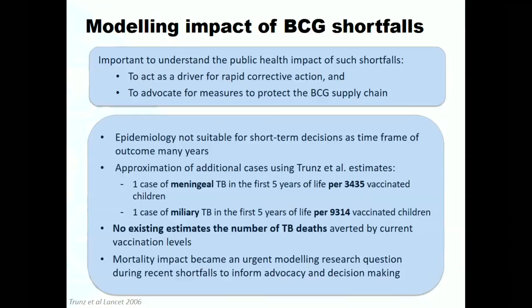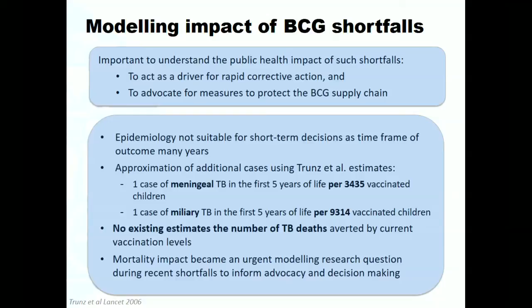It's important to understand the public health impact of such shortfalls in the short term, to act as a driver for rapid corrective action when they occur, and in the slightly longer term, to advocate for measures that will protect the BCG supply chain. In shorter-term decision making, epidemiological data won't be available to inform that, so what we need is mathematical modelling to make estimates of these public health impacts.